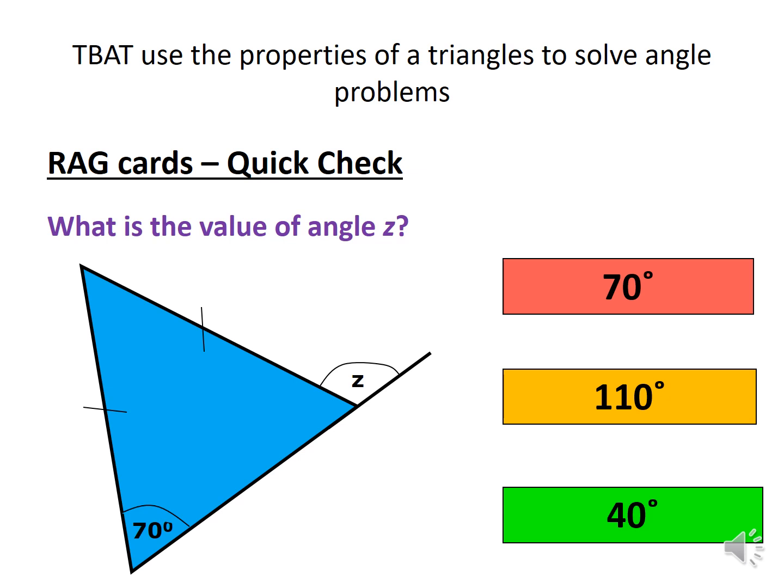But what we should have got for this answer was Z being 110 degrees. A big clue for this is, if you look at the angle itself, it does look like an obtuse angle. It's more than 90 degrees, and the other 2 answers that were given to you were less than 90, so it had to be 110 from a logical point of view.